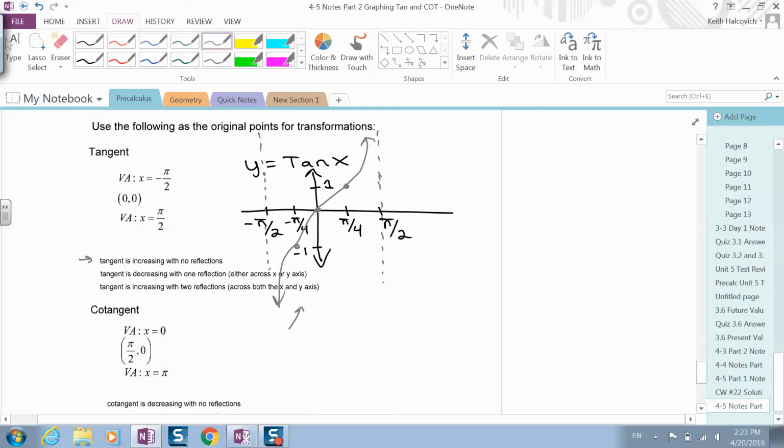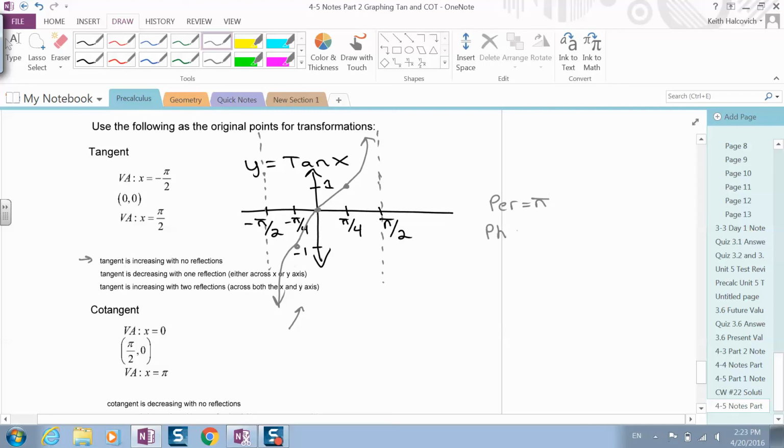If there is one reflection in it, meaning if you had either a reflection across the x or a reflection across the y, then it would decrease. All right, because that reflection would flip the graph. If there's 2 reflections, if there's both the x and y, then it cancels itself out and it goes back to being an increasing function. That's what it's talking about there. Remember, the period is equal to pi.